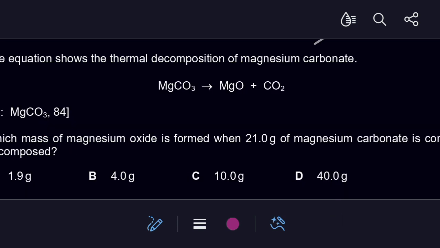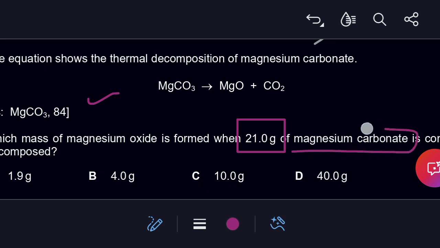Alright, our last question for this episode. Question number 10. The equation shows the thermal decomposition of magnesium carbonate. MR is given. Magnesium carbonate is 84 gram per mole. Which mass of magnesium oxide is formed when 21.0 grams of magnesium carbonate is completely decomposed? Whenever something like this is given to you, it's a simple mass to mass relationship between magnesium carbonate and magnesium oxide. So first of all, you have to start with the known substance, that is 21 grams of magnesium carbonate. Make an arrow from here and then you have to go towards magnesium oxide.